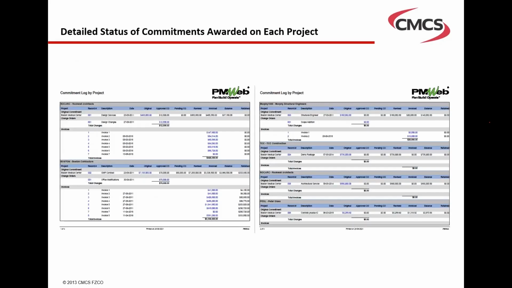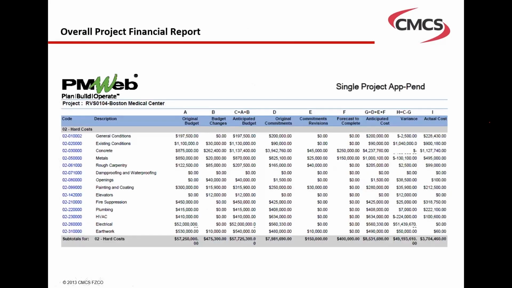I can even incorporate my progress invoices in a report that will show me, for every single project, all the contracts that have been awarded, what the original contract details were, what change orders have been issued on this contract, and what progress invoices have been issued to date on each contract. And if I combine the actual cost, or the data from the progress invoices, with my project budget and my commitments, then I can have the overall project financial report.